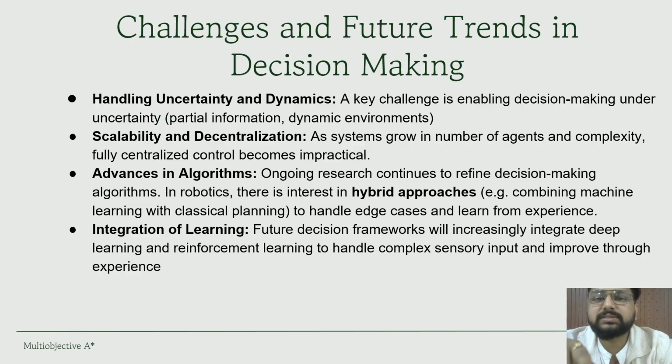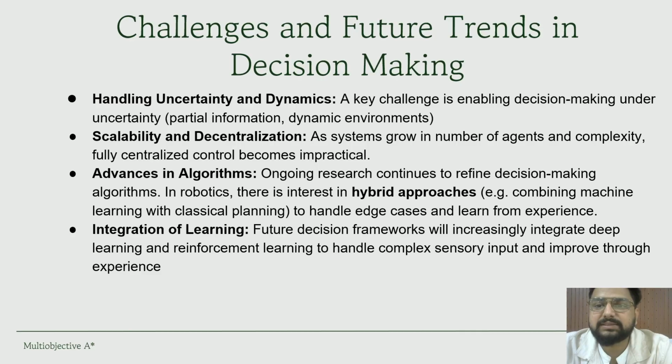Next, challenges and future trends in decision making, like handling uncertainty and dynamics. In the real world, a lot of uncertain scenarios come up. One of these is fault tolerance. Fault tolerance means that whatever mishap happens with the robot, the robot has to complete the task, or at least try to. That is handled by the robot, and it is known as fault tolerance.